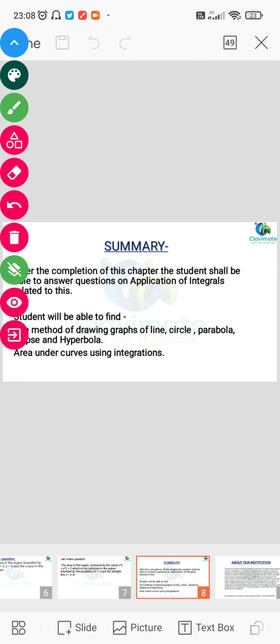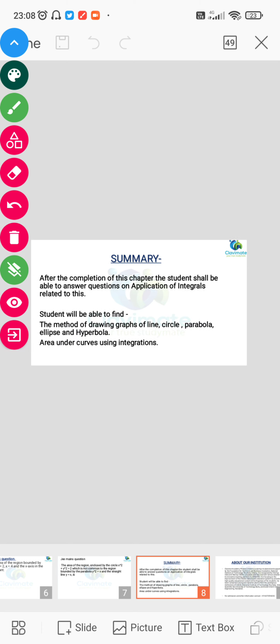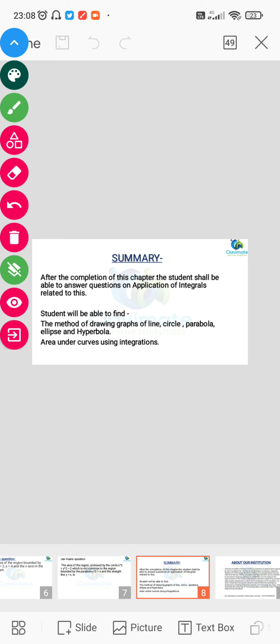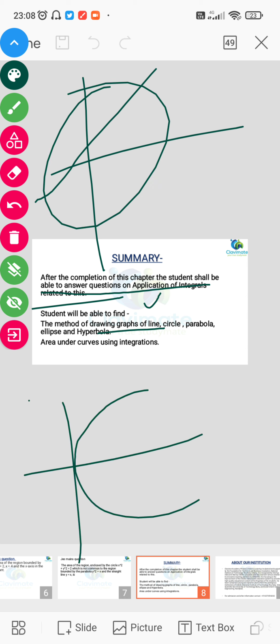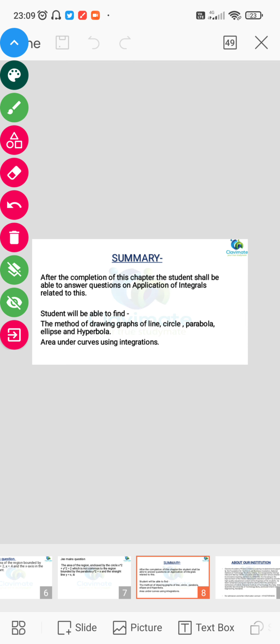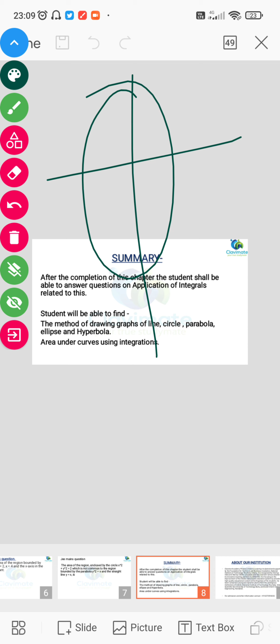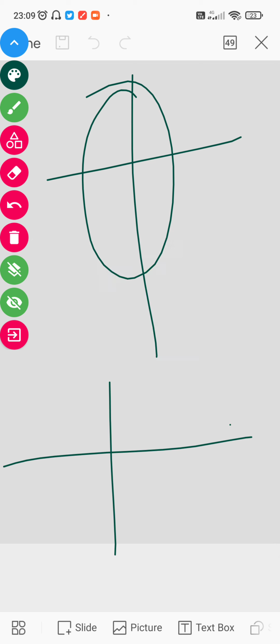So let's see the summary of this chapter. After completion of this chapter, a student shall be able to answer questions on application of integrals. The student will be able to find the method of drawing graphs of a line or circle or parabolas. Like this is also a parabola, and ellipse. We have studied ellipse.